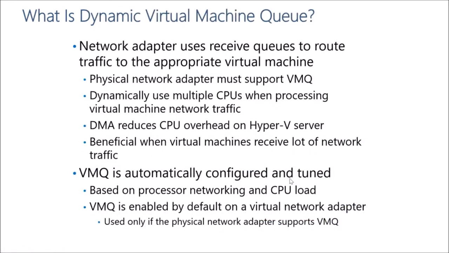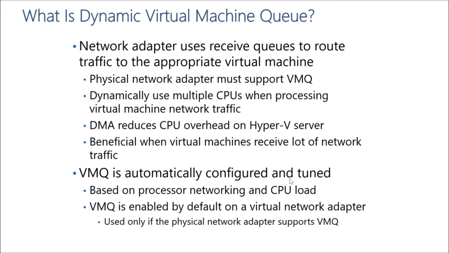There's also a dynamic virtual machine queue. Whenever you hear the term queue, it's a lineup, okay? So it's lining up to get something processed or something to happen. Network adapters use receive queues to route traffic to the appropriate virtual machines. So it's receiving all this information from the physical world, and let's say there are 10 different virtual machines. It's receiving all this traffic, so it places a queue and works through it one by one, as you would if you go to McDonald's and line up to buy stuff. They work through one by one.